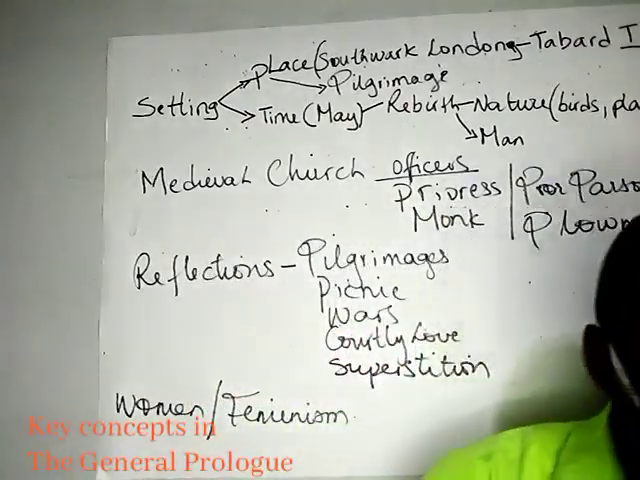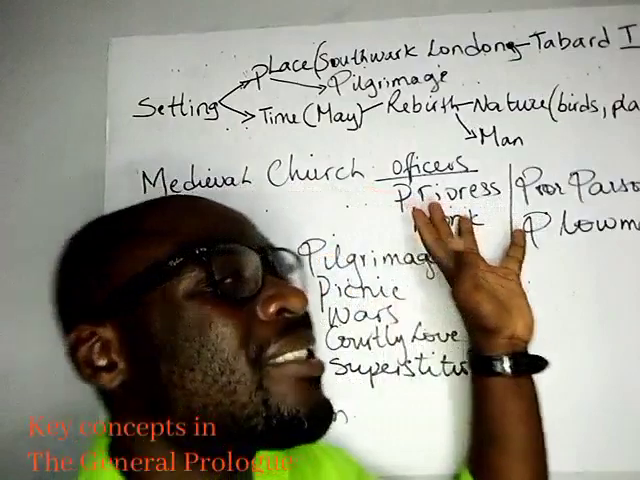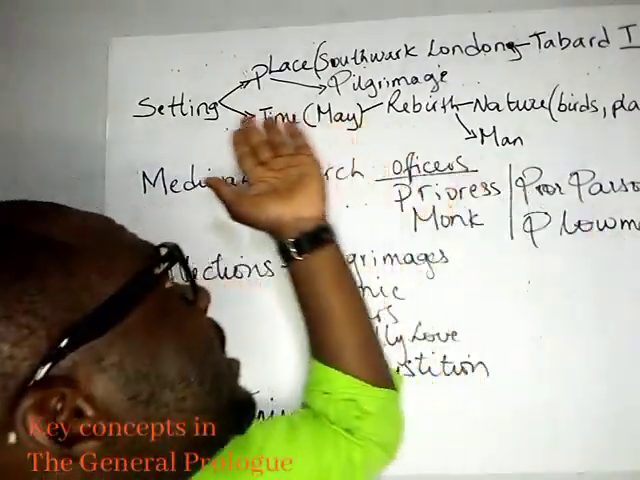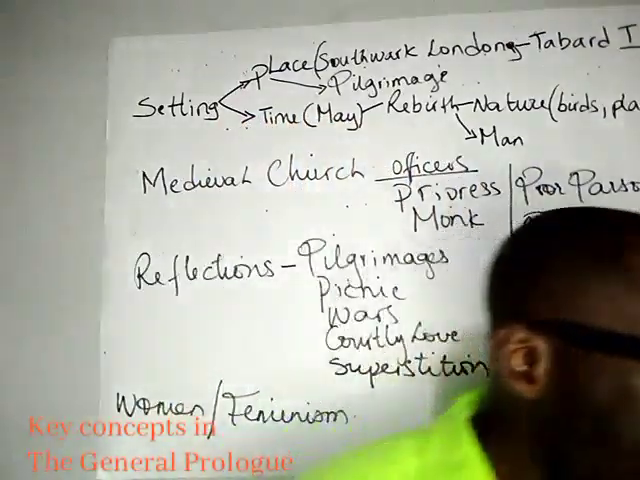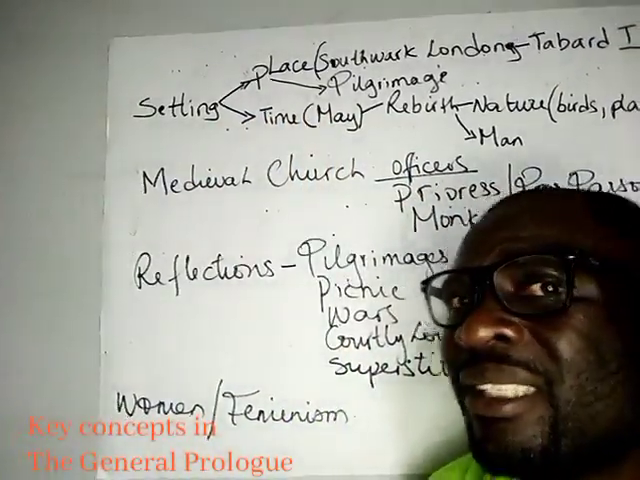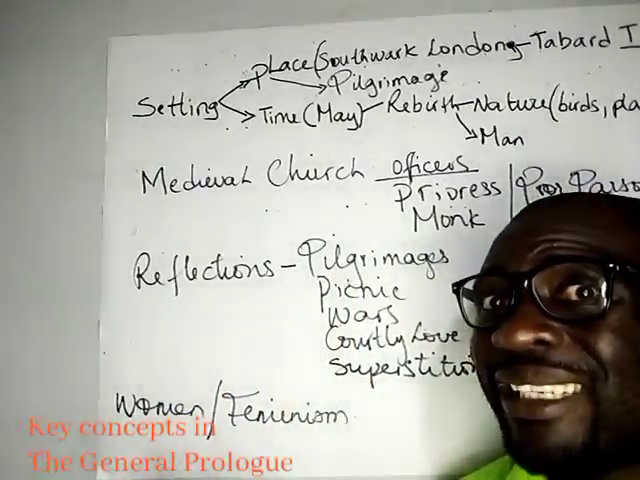Now, if you look behind there, on the board, what do you see? You observe that there are some key items on the board that I want to discuss, beginning with setting. Now, setting in Geoffrey Chaucer has always been a problem area for candidates. I don't know why that is, but since I've always seen setting as a problem area, it is not as problematic as I think it is.